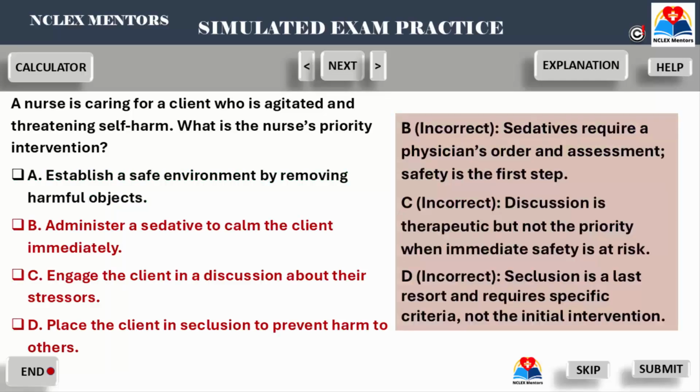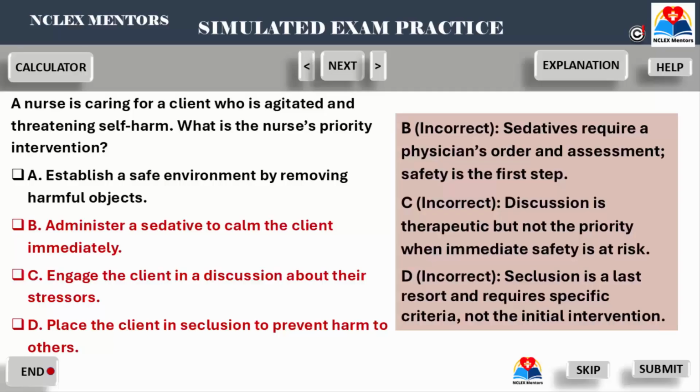Let's eliminate the others. B. Sedatives may help, but they require orders and aren't your first action. C. Discussing feelings is important, just not when safety is at stake. D. Seclusion is a last resort, requires strict legal and ethical criteria, and is not first line unless all other measures fail. NCLEX strategy tip.